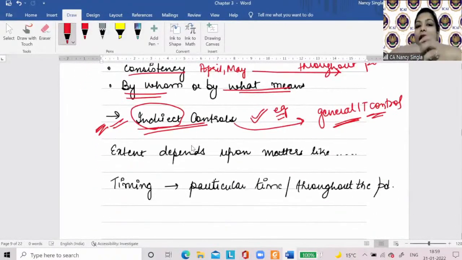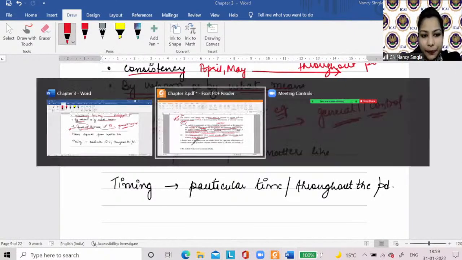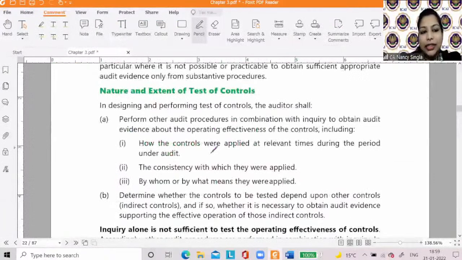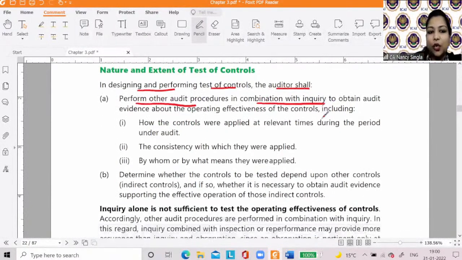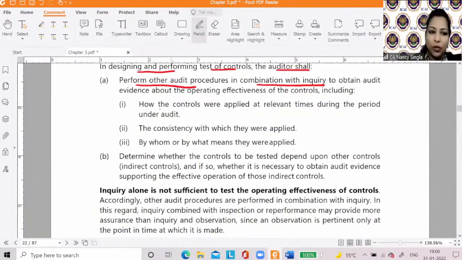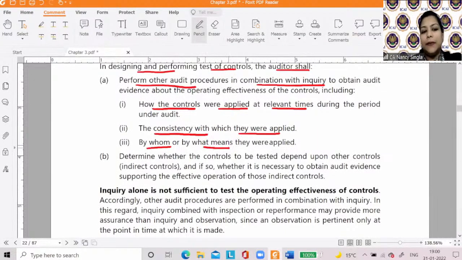Now, the extent of test of control depends upon various factors. So in designing and performing test of control, the auditor shall perform other procedures in combination with inquiry, to obtain audit evidence about the operating effectiveness. Including how the controls were applied at relevant time, the consistency with which they were applied, by whom and by what means. Determine whether the controls to be tested depend upon other controls, that is indirect control.